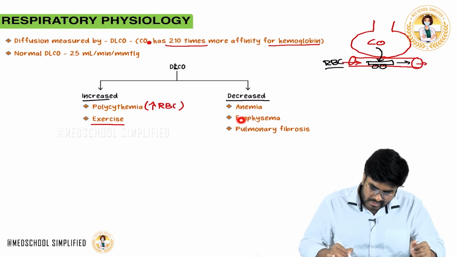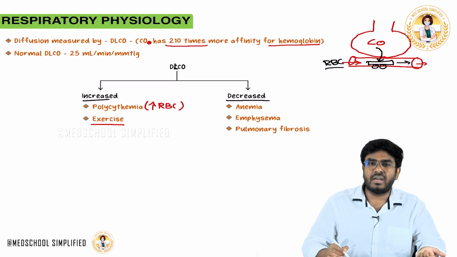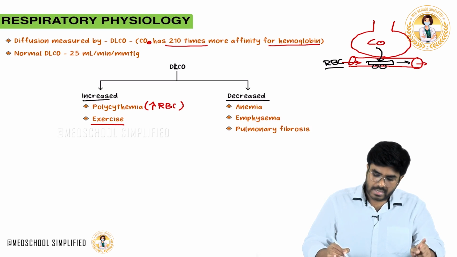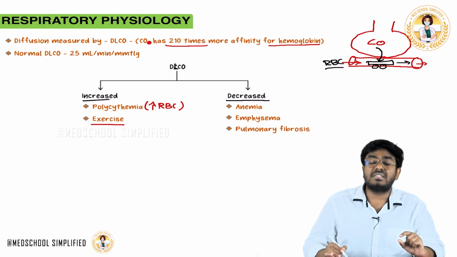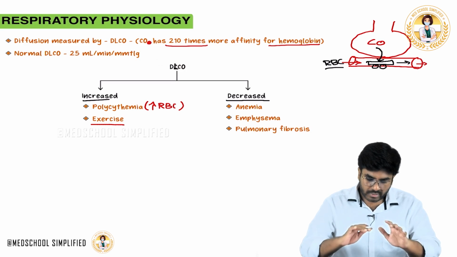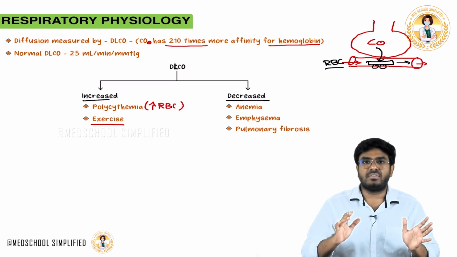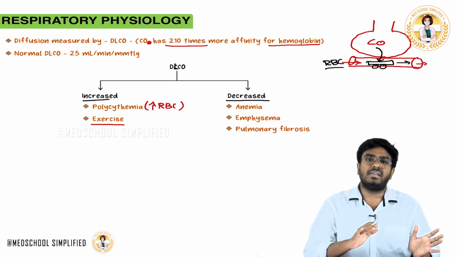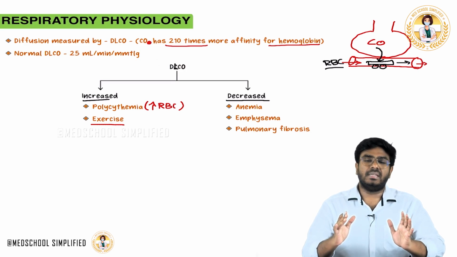Now, in conditions like emphysema, we have already discussed this. In emphysema, surface area decreases, so automatically diffusion decreases. In pulmonary fibrosis, the thickness of the alveolar basement membrane increases. So what happened to diffusion? Diffusion decreases, so automatically DLCO decreases. So here I have discussed the conditions in which DLCO is increased and decreased.